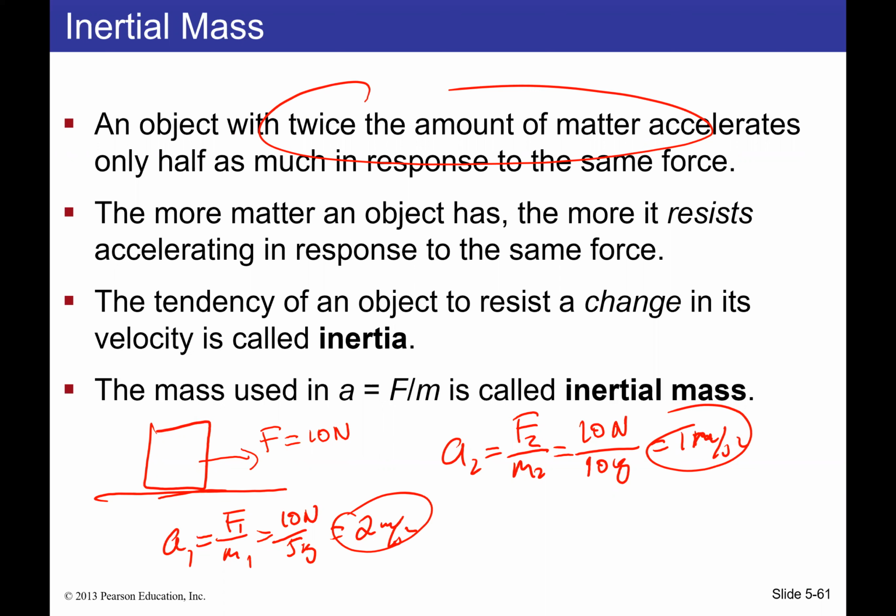So that means the more matter the object has, the more it can resist accelerating, because mass is, you can think of it, the object's way of resisting being pushed or pulled. So that's why a heavy object is harder to push or pull, because it has so much mass, it can resist a lot. Okay, so this is known as inertia. The tendency of an object to resist a change in velocity is called inertia. And the mass used in the a equals F over m equation, or F equals ma equation, is known as inertial mass.